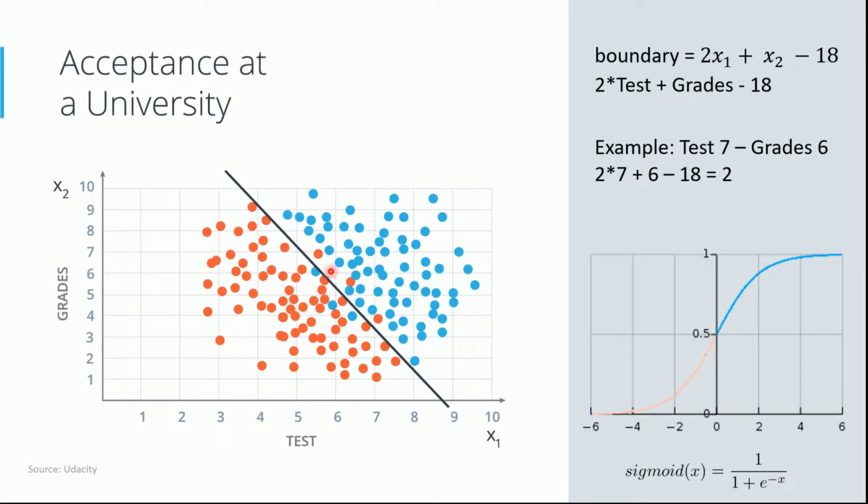Now, this line is defined by this function, 2x1 plus x2 minus 18. Or in other words, 2 times the test plus grades minus 18. So this defines this specific line. Then we saw an example of some unlabeled data. We had a student that scored 7 at the test and 6 at the grades, and we wanted to classify this person. We want to make some inference and predict if this person would get accepted or rejected.